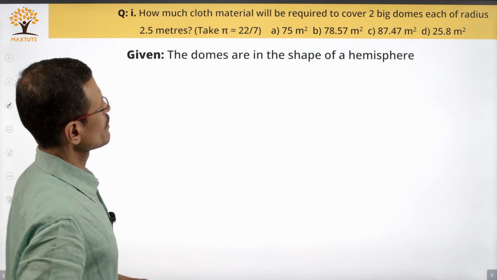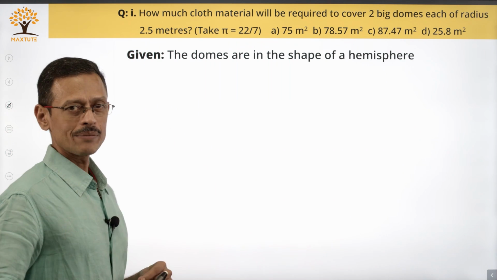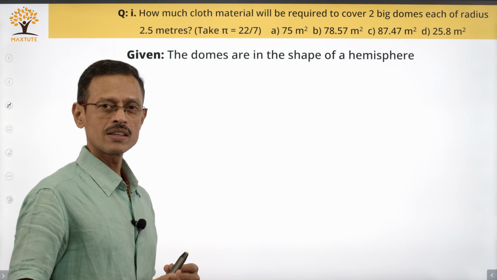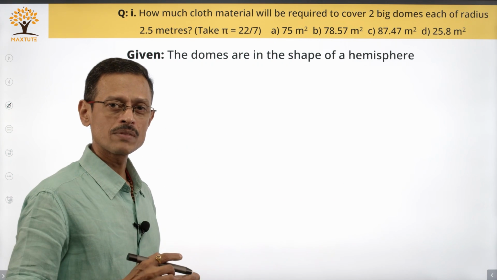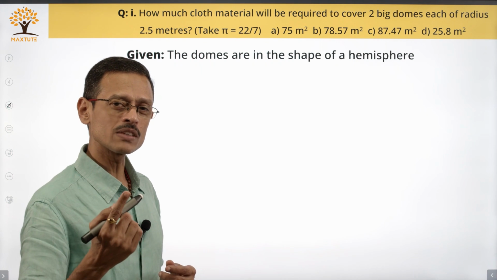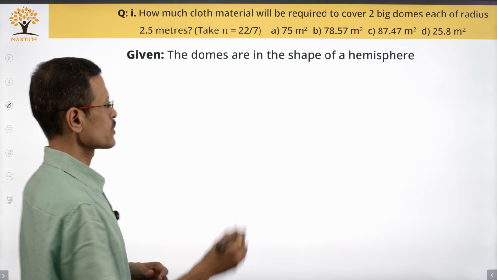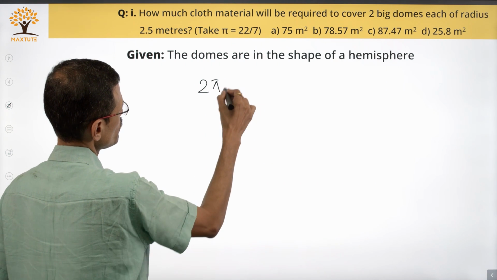How much cloth material will be required to cover 2 big domes, each of radius 2.5 meters? The domes are hemispherical in shape. We're trying to cover them with cloth. What's the shape of the dome? The shape of the dome is hemisphere. What is the area of the dome that's therefore going to get covered? That's called the curved surface area of the dome. Curved surface area of a hemisphere is given by this formula, 2 pi r square.